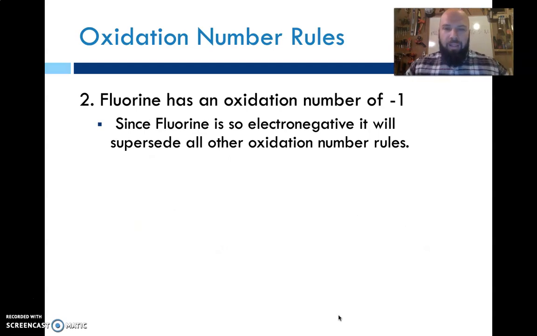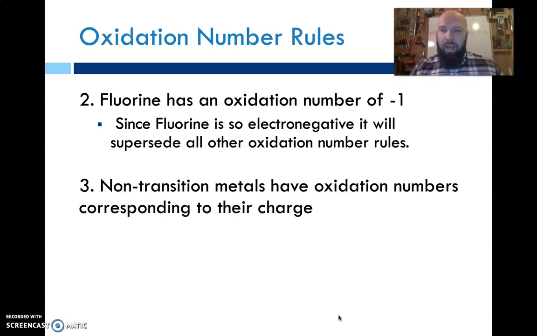Then, fluorine has an oxidation number of -1, period. No exceptions except for fluorine gas. When it's F2, because the first rule in the hierarchy is that fluorine has to add to 0, that would be the only exception where fluorine exists with an oxidation number of 0. And then you move on and it would be -1.